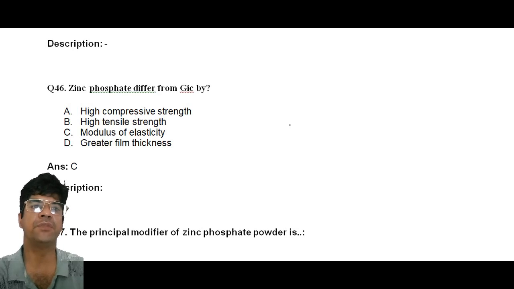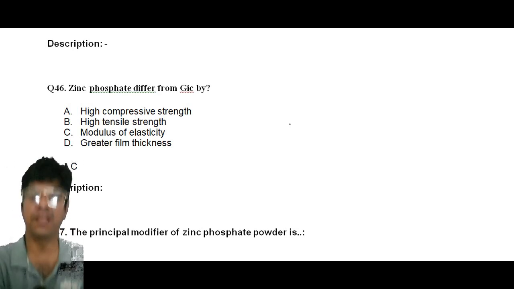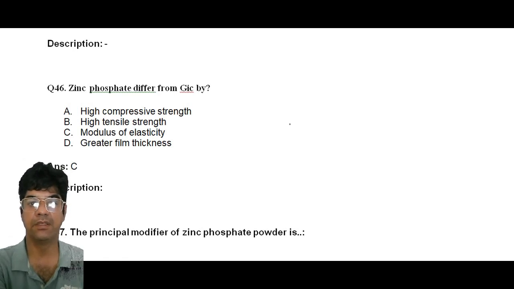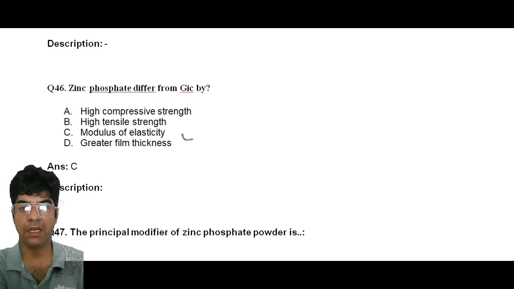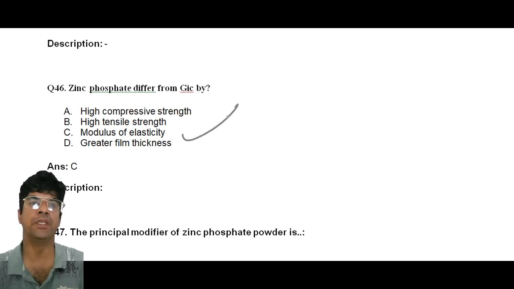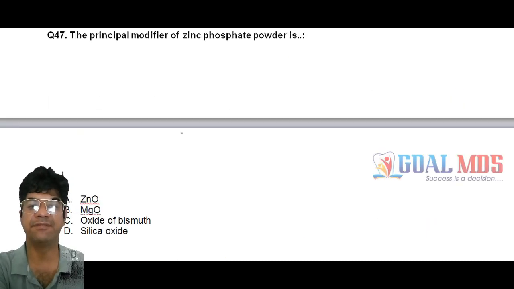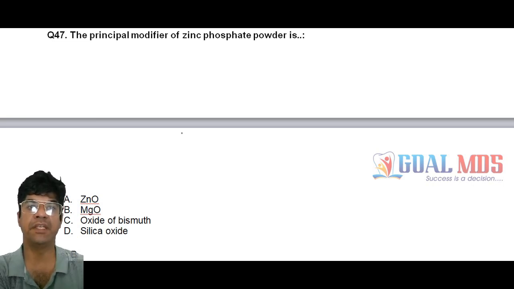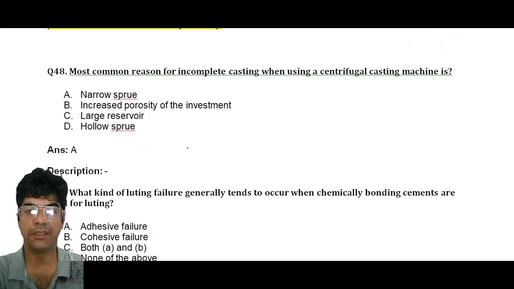Zinc phosphate differs from GIC by modulus of elasticity. Zinc phosphate has a higher modulus of elasticity compared to the GIC. That makes it stiffer and less flexible. The principal modifier of zinc phosphate cement is magnesium oxide.